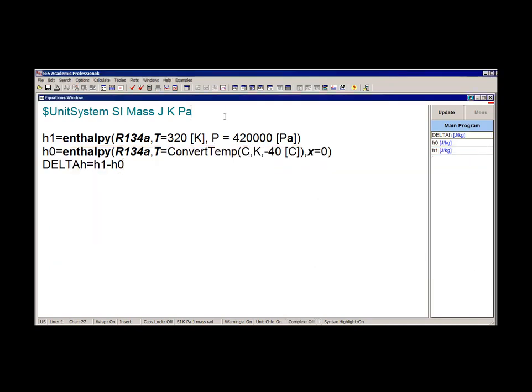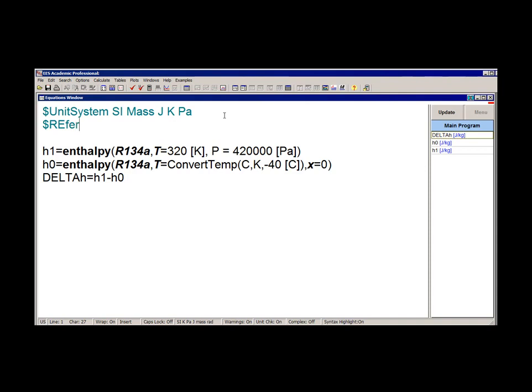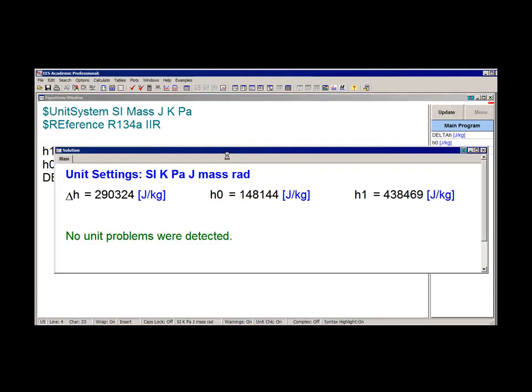So if I put the $Reference directive at the top of the equations window, I can change the reference state for the R134A fluid from the ASHRAE standard to the IIR standard, and that's what I'm doing here. And if I solve now, you'll see that the absolute value of the enthalpy at 320 Kelvin and 420 kilopascal has changed a lot due to the definition of this new reference state. But you should also note that the change in the enthalpy that I computed hasn't changed at all, because the reference state has no impact on changes in enthalpy, or for that matter entropy or specific internal energy.